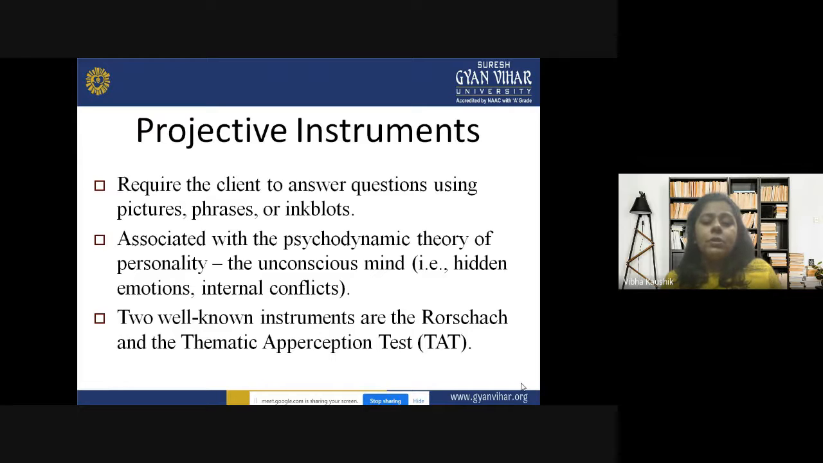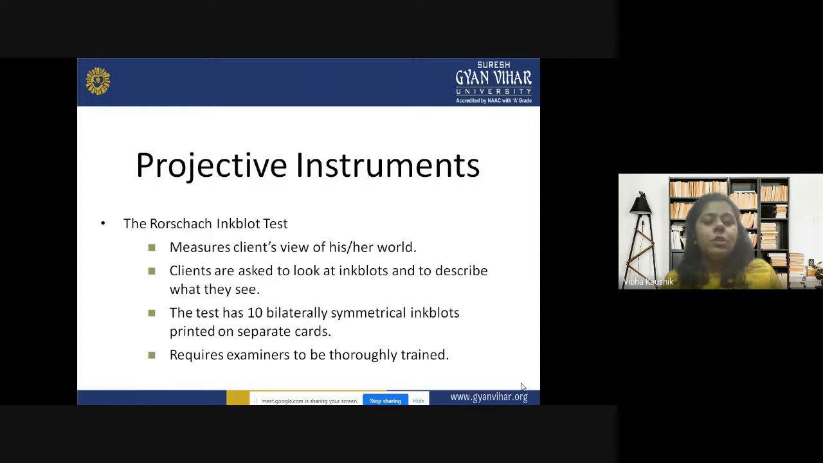Two well-known instruments are the Rorschach and the Thematic Apperception Test. Means the projective instruments that are most commonly used are the Rorschach ink blot test and the Thematic Apperception Test, that is TAT. The Rorschach ink blot test measures the client's view of his or her world, how he is viewing his or her world.